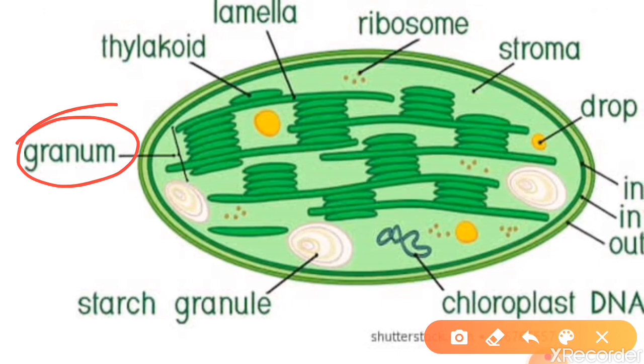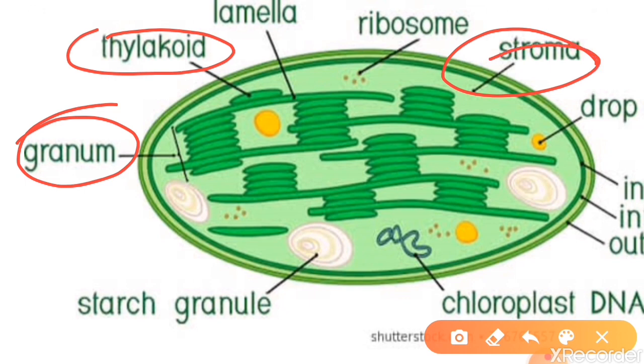Now, the significance of thylakoid is that the membranes of the thylakoid contain the chlorophyll pigment, and so it is the thylakoid that is the site where light energy is absorbed. Now, the stroma of the chloroplast contains enzymes that are required for converting carbon dioxide to carbohydrate.